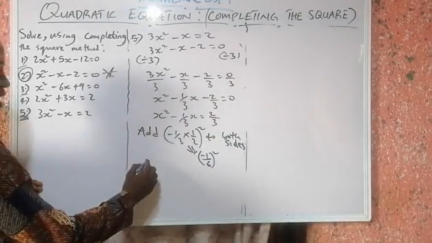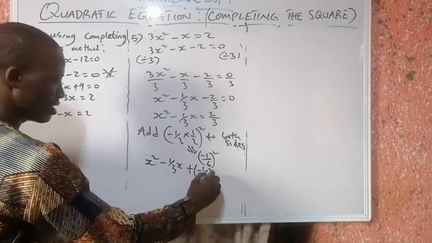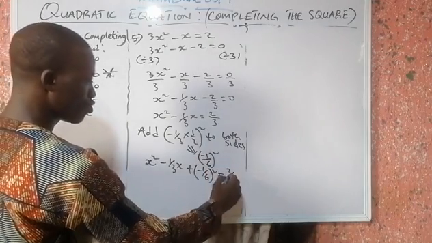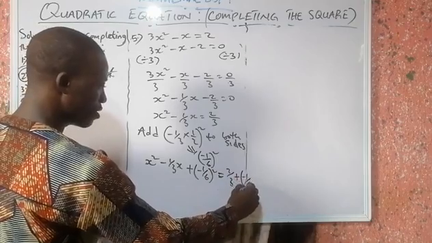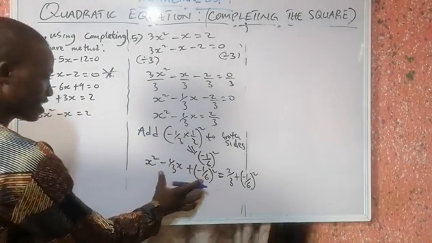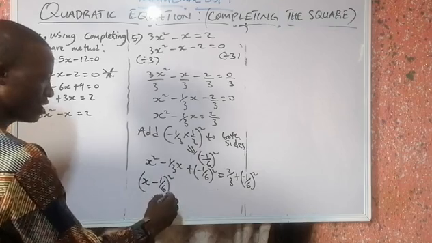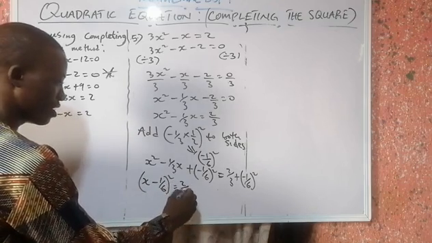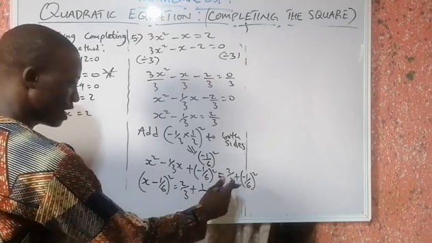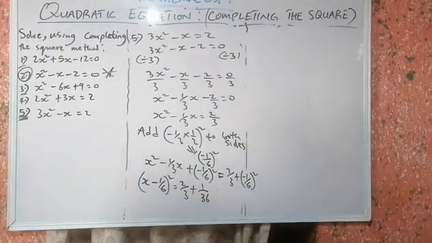Let's do that. So that will be x squared minus 1 over 3 x plus minus 1 over 6 squared equals, this side now, 2 over 3. What am I adding? The same thing, minus 1 over 6 squared. So this can now be written directly as x minus 1 over 6 squared equals 2 over 3 plus minus 1 times minus 1 will give me 1. That's minus 1 squared. 6 squared will also give me 36. So that's what I will have.